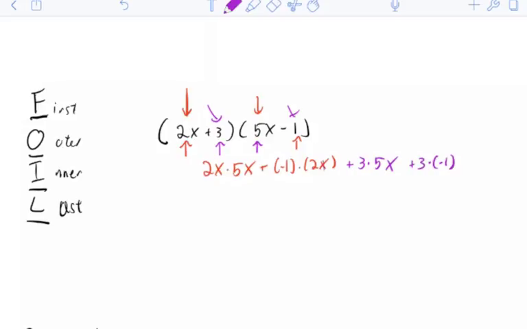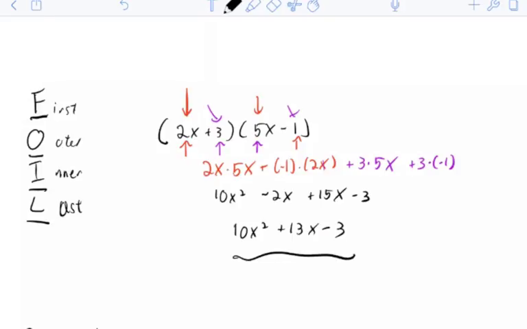And then you simplify them. 10x squared minus 2x, 15x minus 3, and then you finish simplifying them. You combine the similar terms. 13x minus 3. All done.